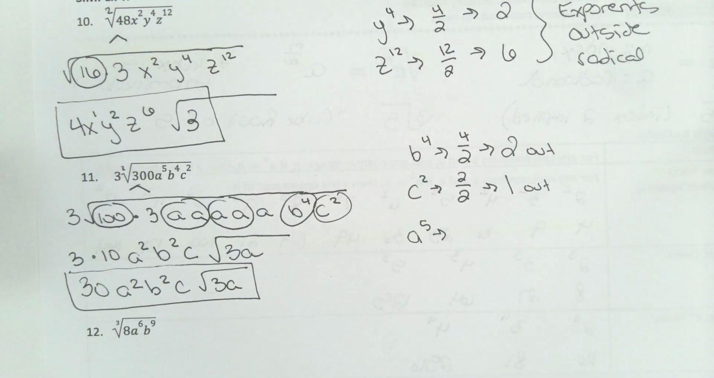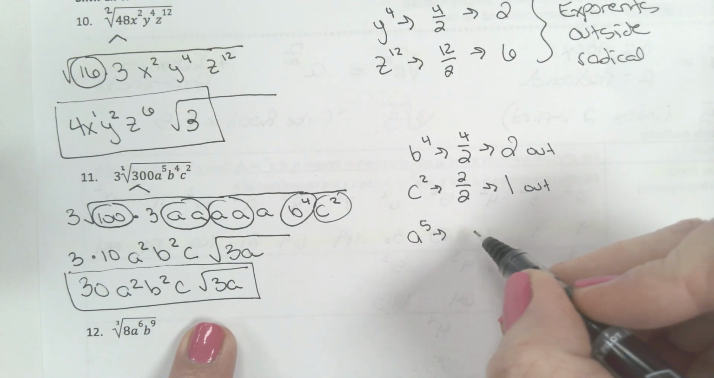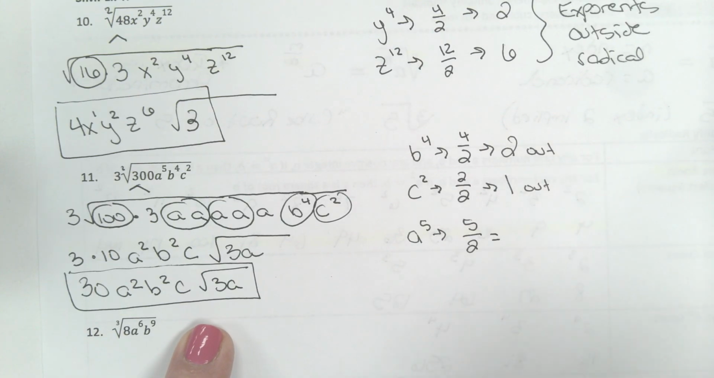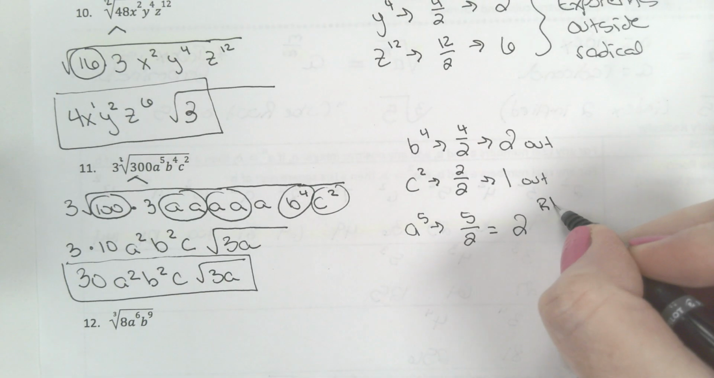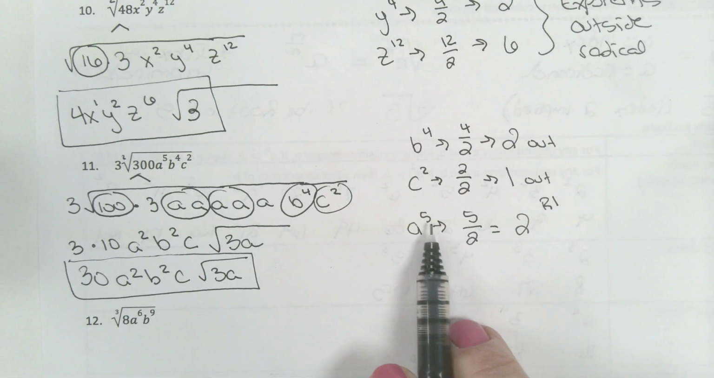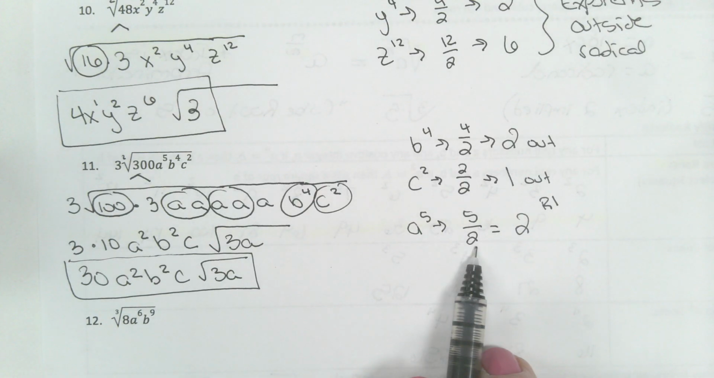Let's talk about a to the 5th for another moment. If I have 5 divided by 2, don't give me the answer as a decimal, but what would this be as a whole number and a remainder? So 2 goes into 5 how many times? 2. With how many as a remainder? 1. Remainder 1.